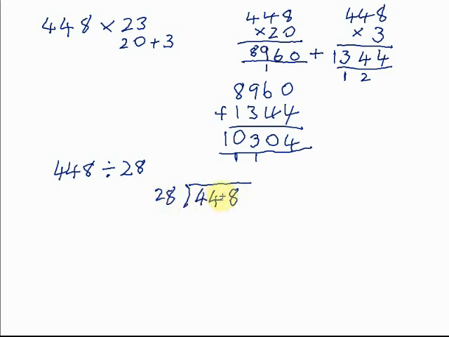Well, how many times, first of all, does 28 go into 4? Well, it doesn't. Okay, so how many times does 28 go into 44? Well, 1 28 is 28, which is less than 44. 2 28s are 56, which is more than 44. So we only have 1 28 in 44. And 1 28 gives us 28.